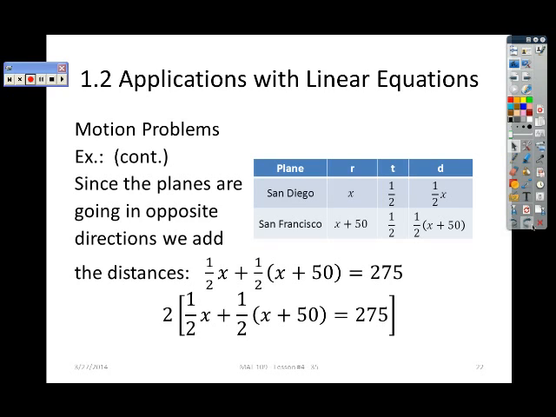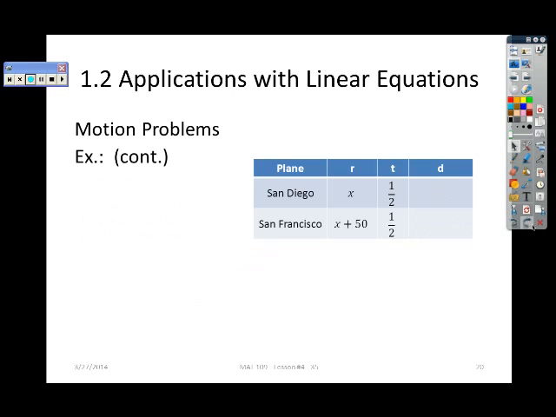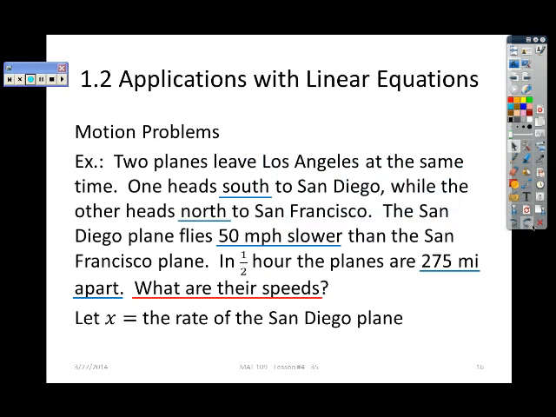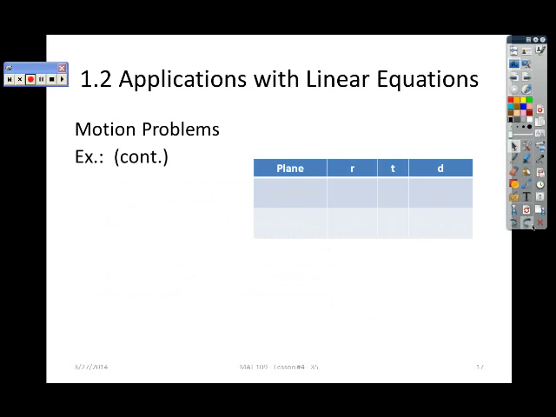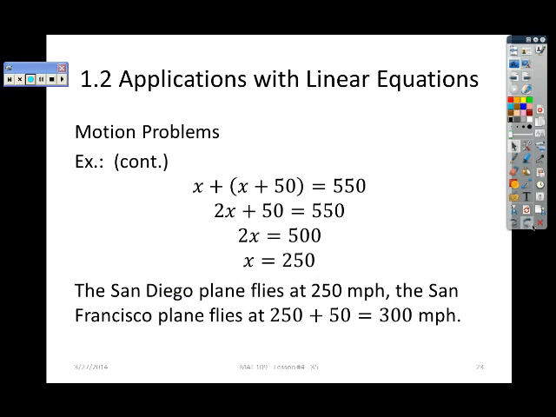Yes? No. We got speeds. We were looking for speeds. The question asked us to find the speeds. So that's what we found. We found x miles per hour. We found those two things. This is not a distance. This is a speed.